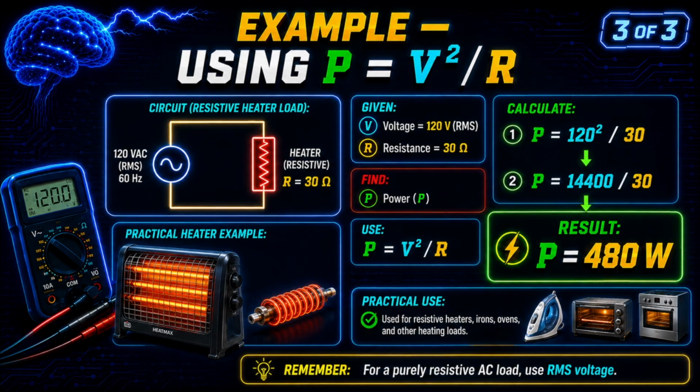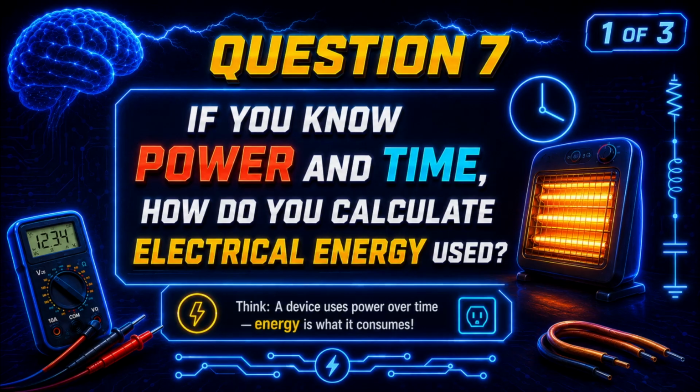Now we have seen all 3 basic power formulas. Next, let's look at electrical energy and how power relates to time. Now let's move to question number 7. If you know the power of a load and how long it operates, how do you calculate the electrical energy used? Think about how power and time are related.